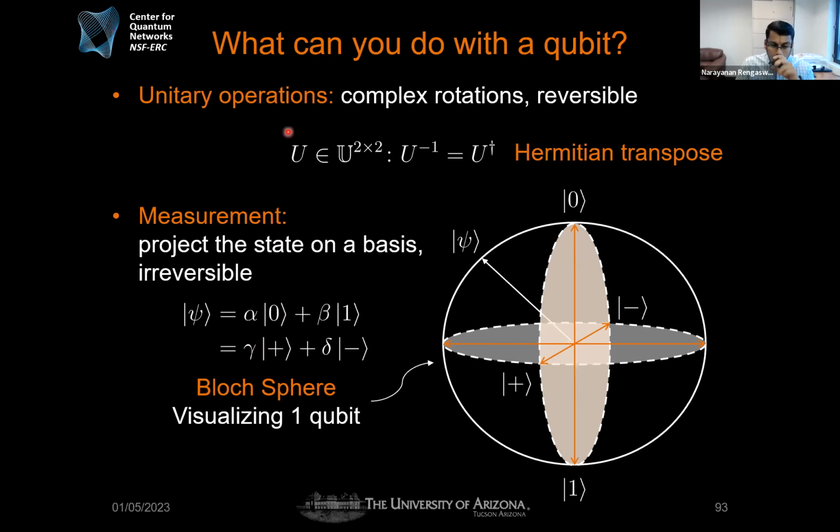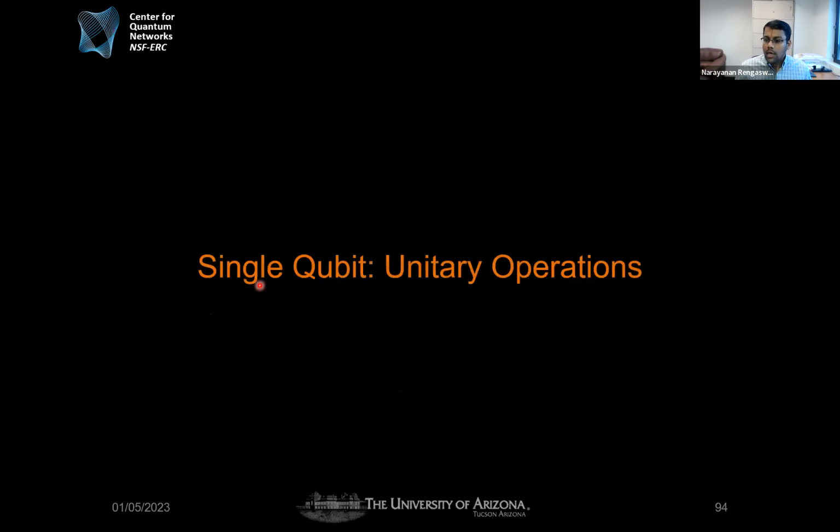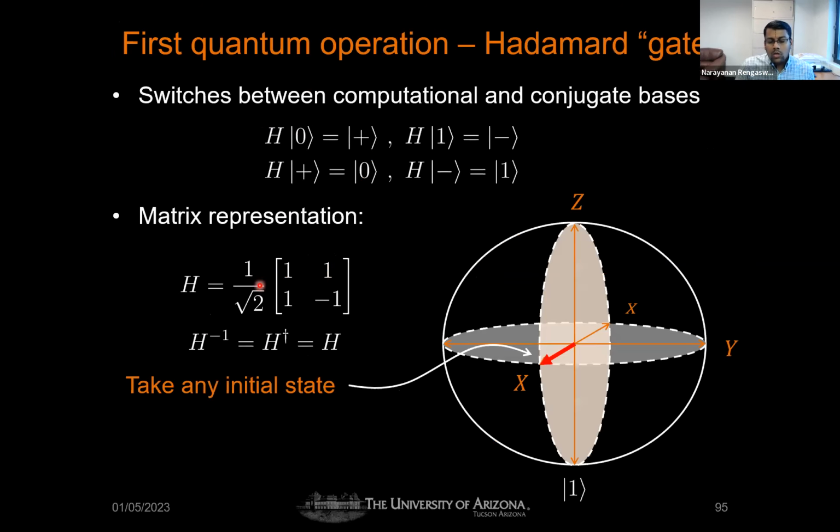So we have two broad processes, unitary evolutions and measurements. One is reversible, the other is not. So this is about a single qubit system. And now let's get deeper into each of these kinds of operations. So first, we consider unitary operations.